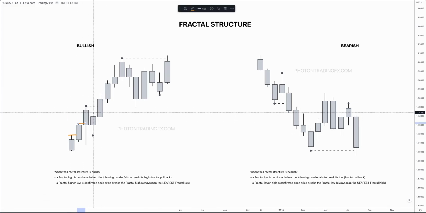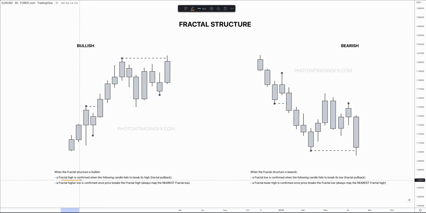Only once we get this pullback here, where this candle fails to break this previous candle's high, that's when that fractal pullback has started, and then we can mark out and draw across that this is the current active fractal high, right? And the low would be somewhere down here, but I haven't got it drawn on in this case, okay? And that's how we do it.